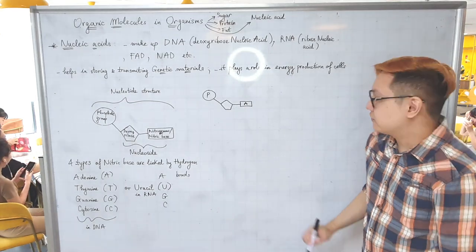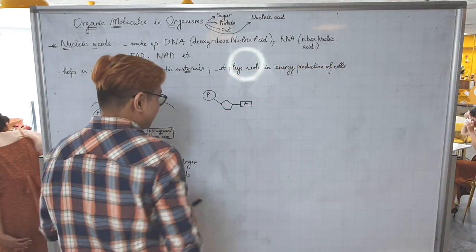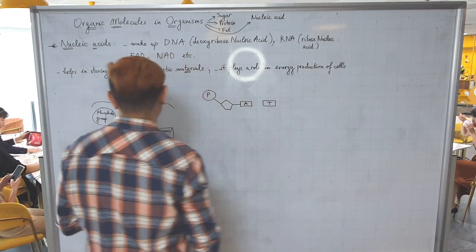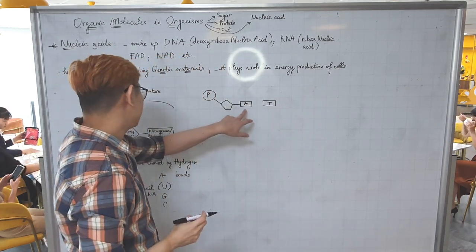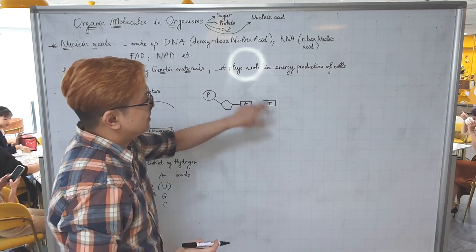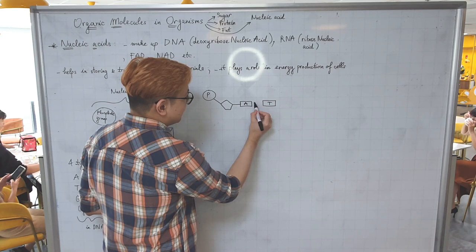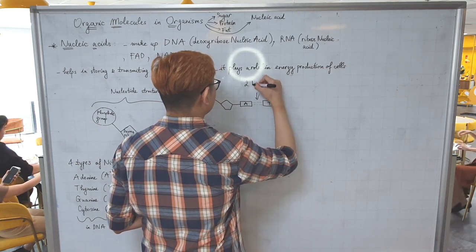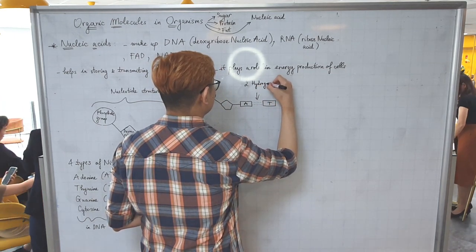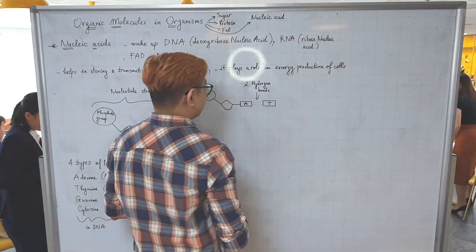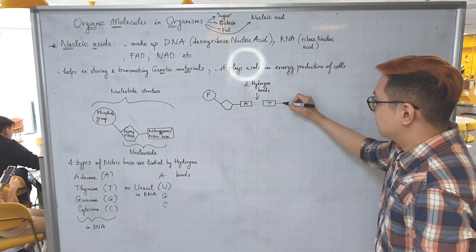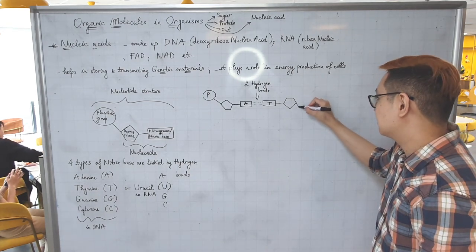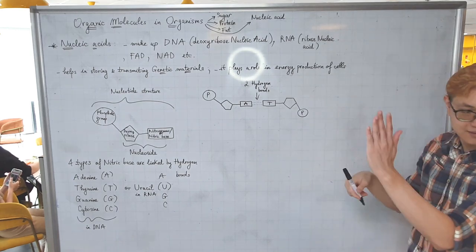Now, if I have A, the opposite one should be T. Nếu mà trong này là cái nitric base A thì đối diện là cái T. If the nitric base here is A, the opposite should be a T, and it's connected by two hydrogen bonds. And the other one must be like this. Nó phải ngược lại nha. It should be the other way around, you know.